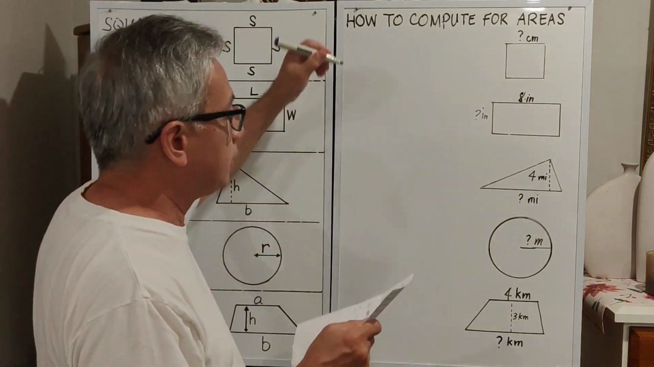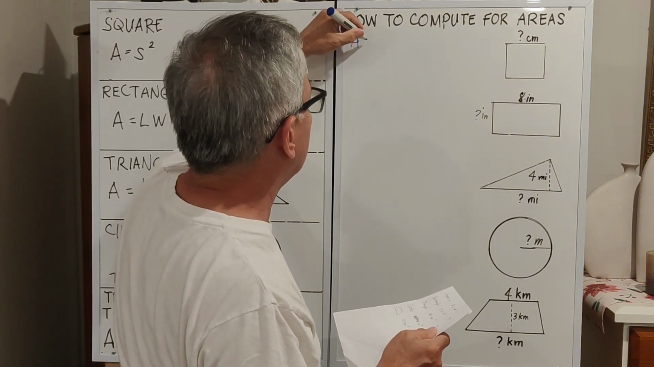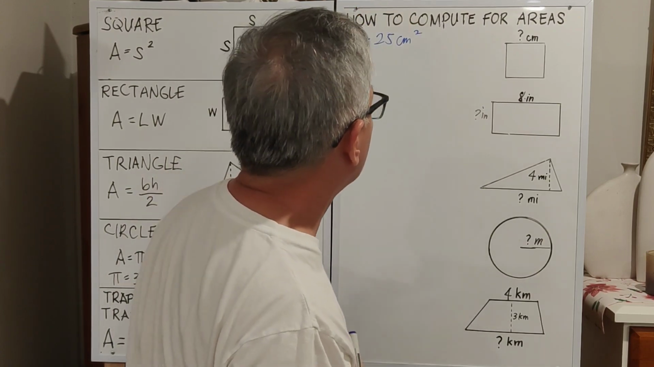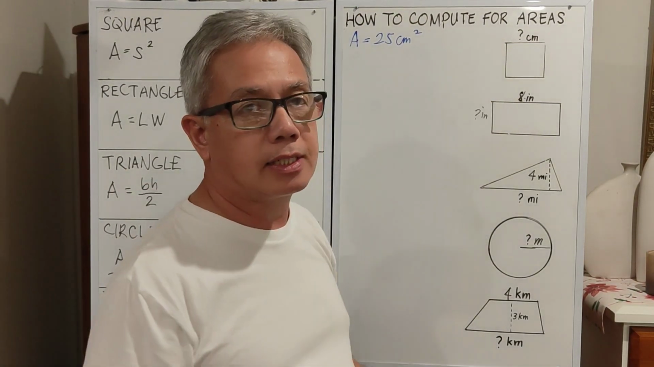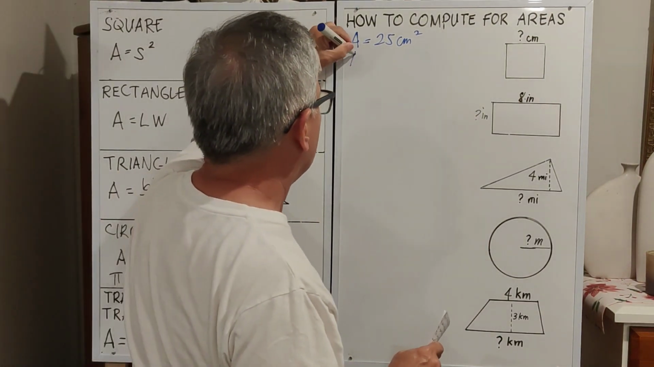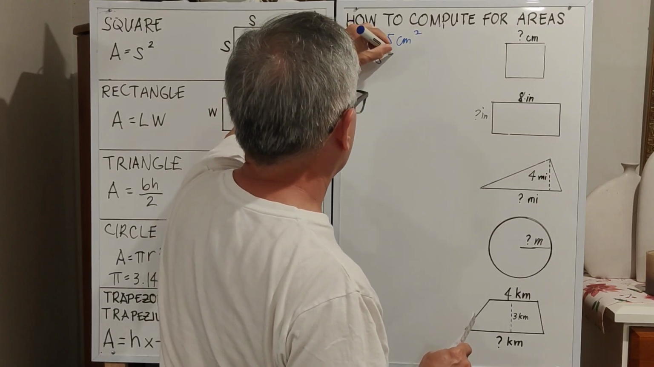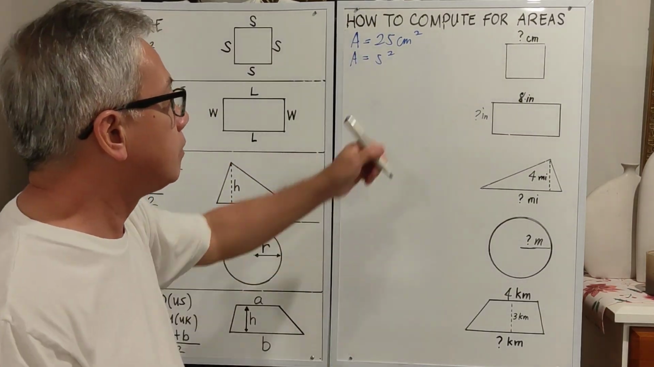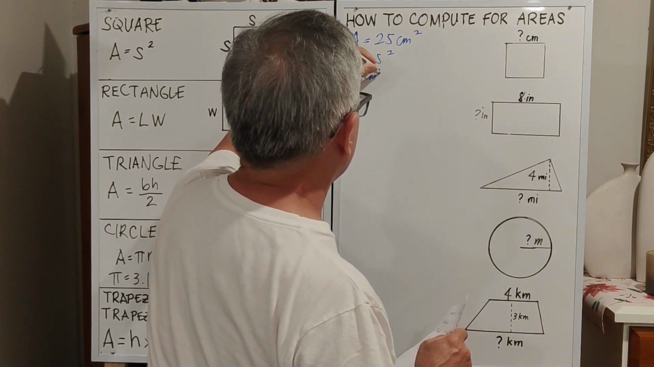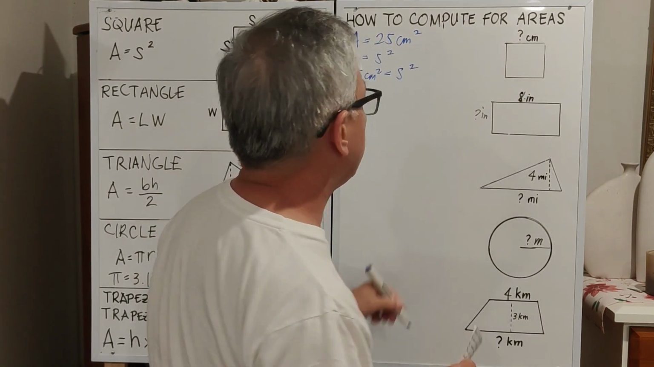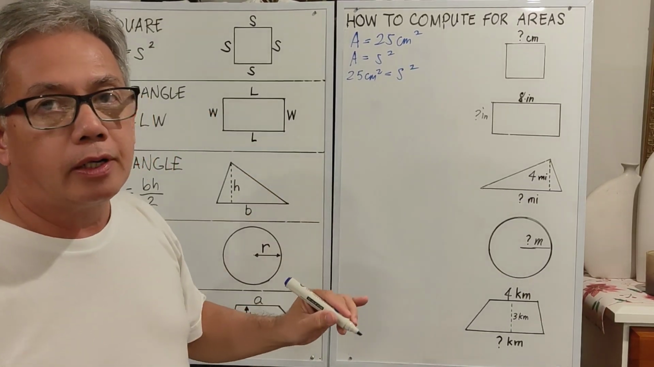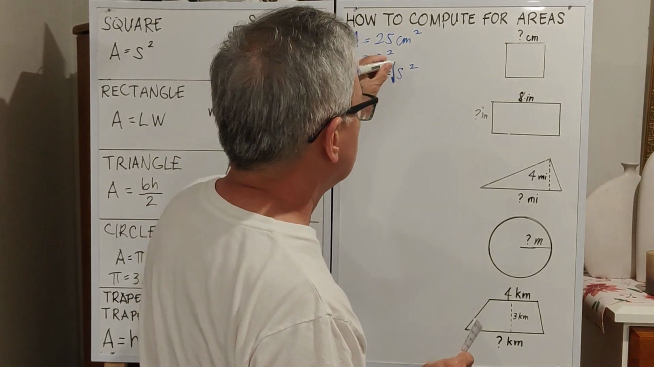For example, we have a square that has an area of 25 centimeters squared and we need to find the side. The formula for the square is A is equal to S squared. So we just plug in the value. 25 centimeters squared is equal to S squared. So we need to find the S. Because it is squared, we need to get the square root.